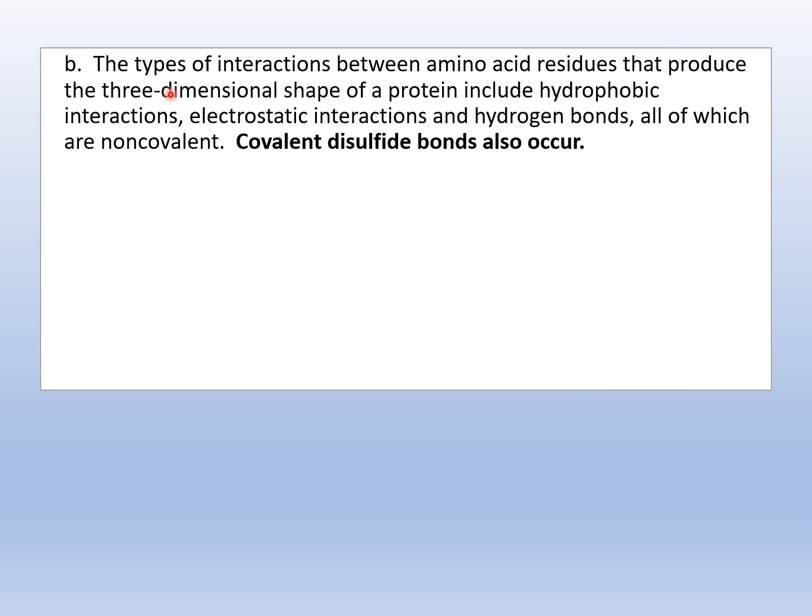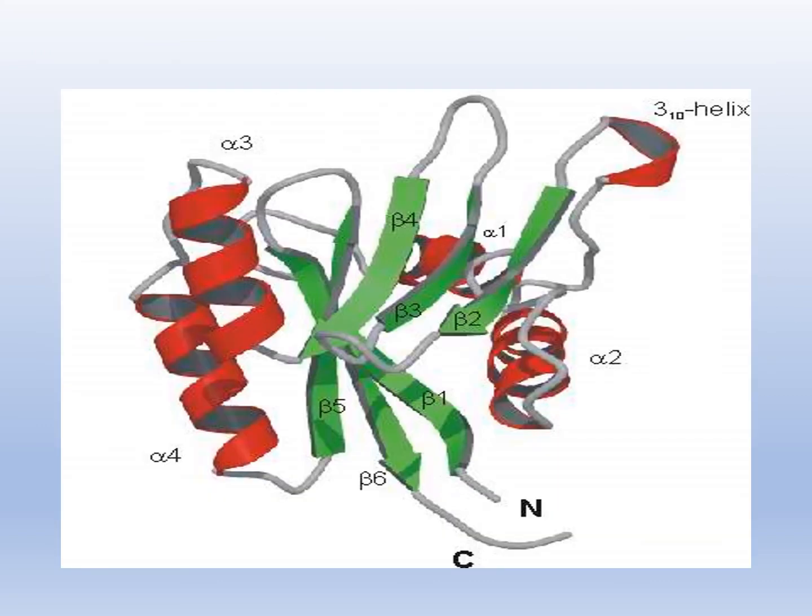The types of interactions between amino acid residues that produce the three-dimensional shape of a protein include hydrophobic interactions, electrostatic interactions, and hydrogen bonds, all of which are non-covalent. Covalent disulfide bonds also occur in the three-dimensional structure of protein. This is an example of a three-dimensional structure, or tertiary structure, of protein.